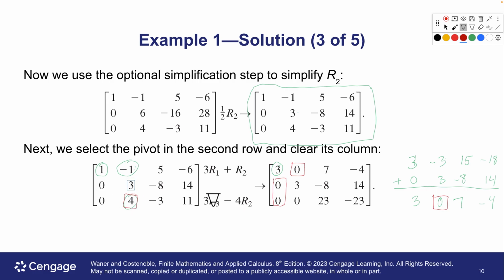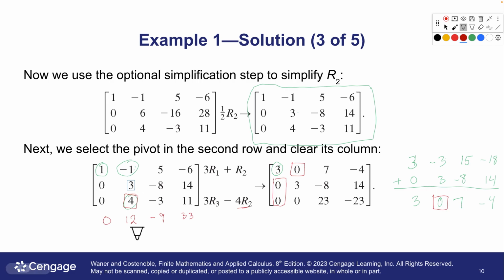So 3 times row 3. So here's row 3. Come over here. So 0 times 3 is 0. 4 times 3 is 12. -3 times 3 is -9. And then 3 times 11 is 33. And we will take row 2 and multiply it by 4, and we're going to subtract it. So this way, you could multiply it by -4 and then add it. However you want to do it.